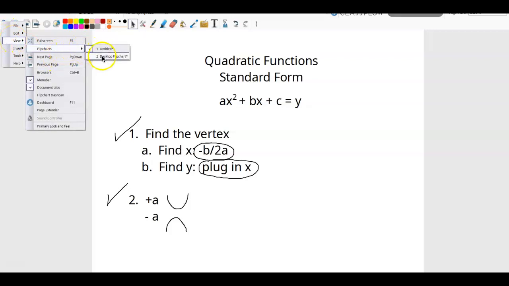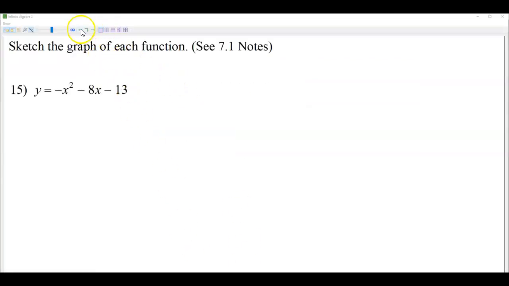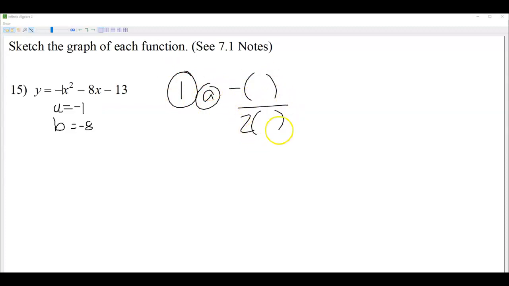So let's go ahead and take a look back again at that question that we have. In this case, the a is the number in front of x squared, which is -1. The b is -8. The c is -13, but we don't really care about the c value right now. So to find the vertex, the first thing that we do is we take -b over 2a, and we plug those numbers in. So b is -8, a is -1. That's 8 over -2, which is -4. So that's my x value of the vertex.